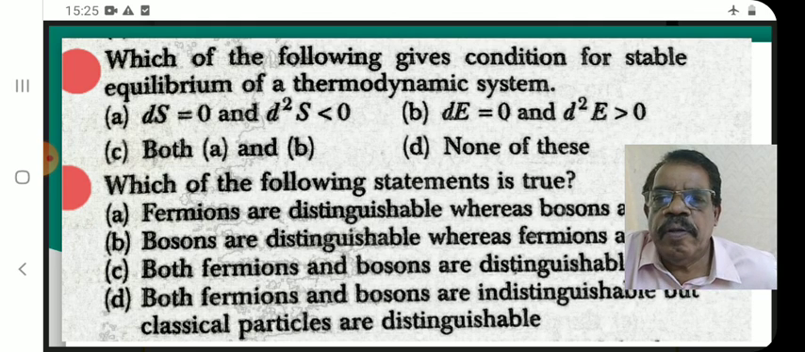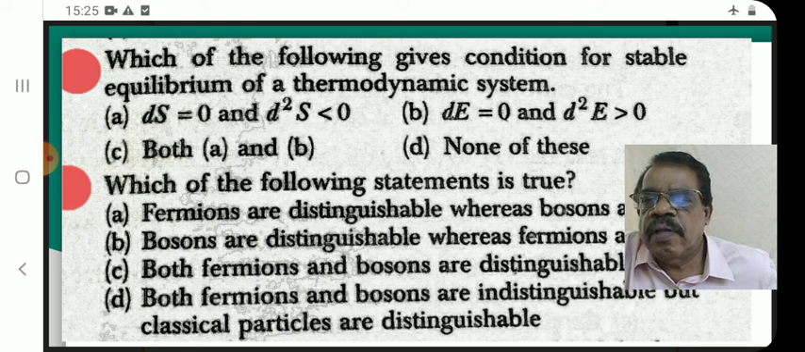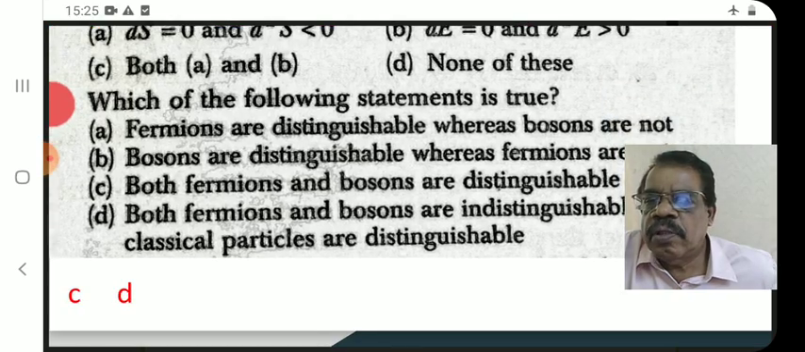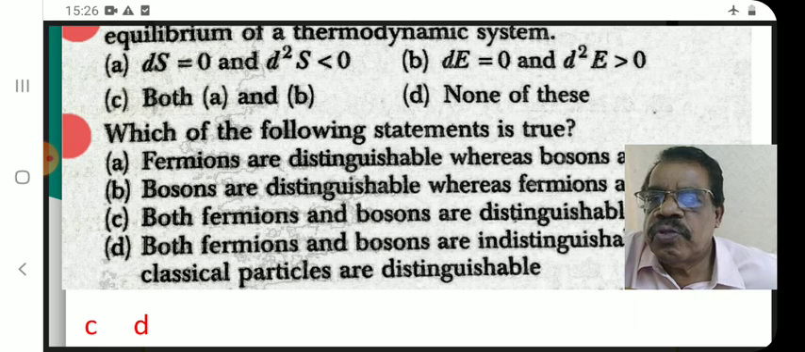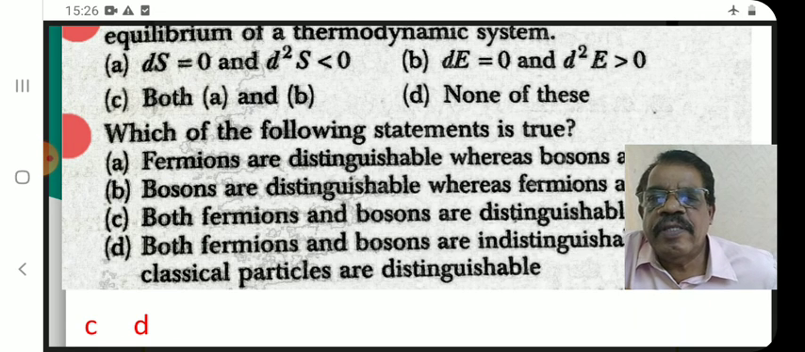C, both A and B. D, none of this. The answer is both A and B, that is C. Next question. Which of the following statements is true?